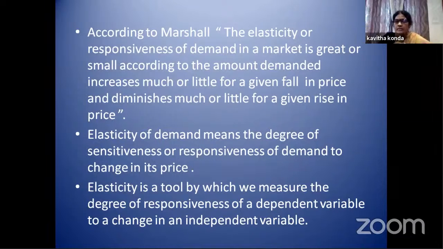So we can say elasticity is a tool with which we measure the degree of responsiveness of a dependent variable to a change in an independent variable. Okay, dependent variable and independent variables, what are they here? For example, if you take the price of the commodity, the income of the consumer, prices of the substitution goods, or the taste and preferences, these are all the independent variables which determine the dependent variable, that is the demand.